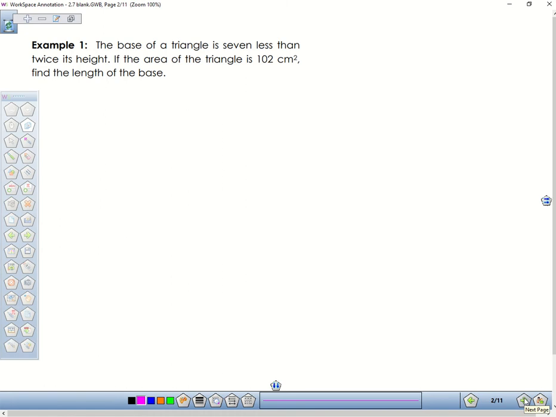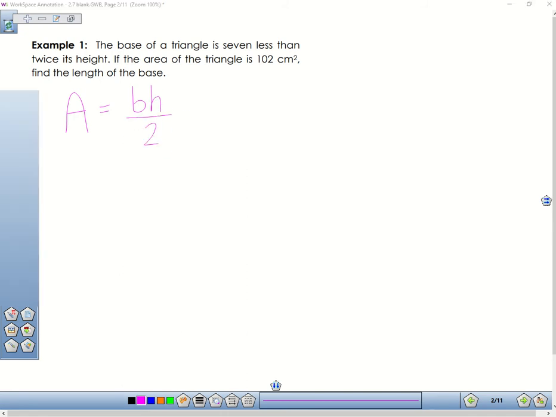So the first question says, the base of a triangle is 7 less than twice its height. If the area of a triangle is 102 centimeters, find the length of its base. So the first thing we need to know in order to do this problem is, what is the formula for area of a triangle? You got it. So of course the area for a triangle is equal to 1/2 base times height. Also base times height over 2, same thing. Okay, either one's correct.